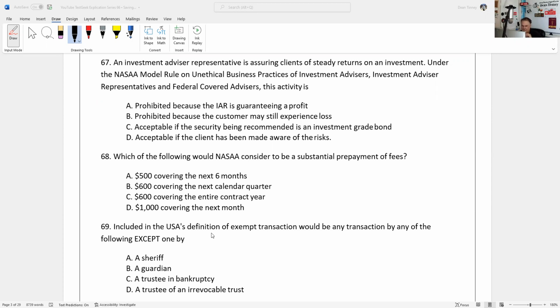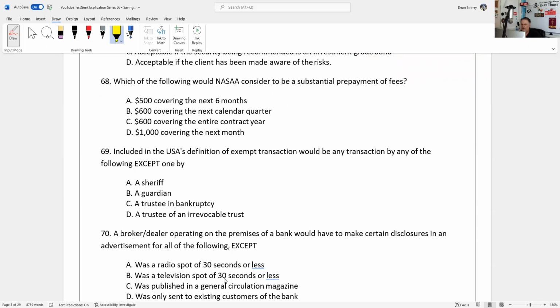I'm going to say it's prohibited because the customer still experiences a loss. I think the steady returns. I like A a little better than B, so I'm going to say A. The state administrators consider that to be guaranteeing a profit. So whether Dean thinks that's guaranteeing a profit really doesn't matter. I think Brian's being kind of a jerk here to make you distinguish between under or over on this one. But he's asking which of the following would be considered a substantial prepayment. It's over 500. And so that's going to be 600 on the state level. So the answer there is C.